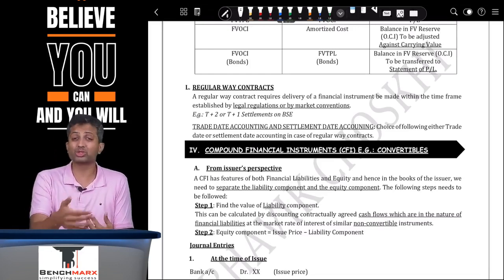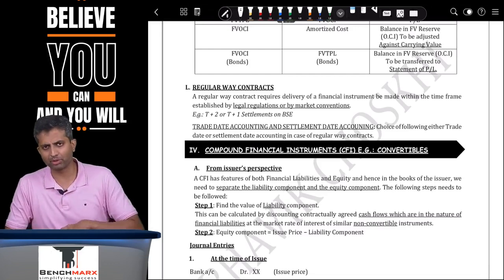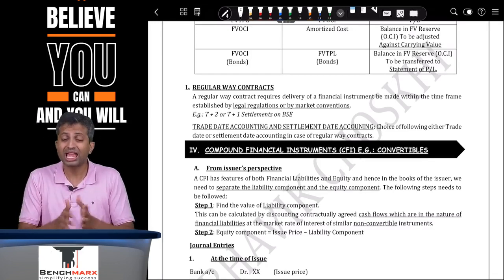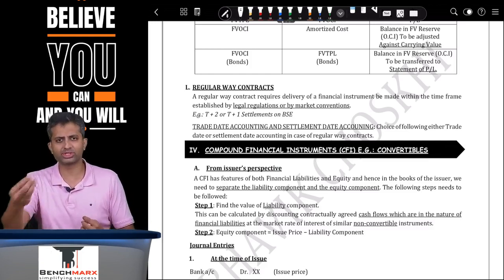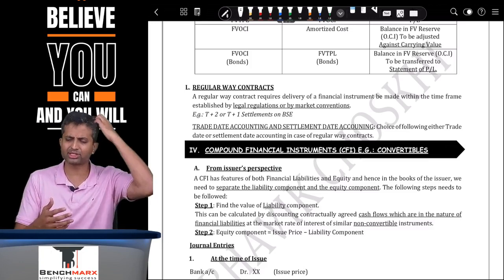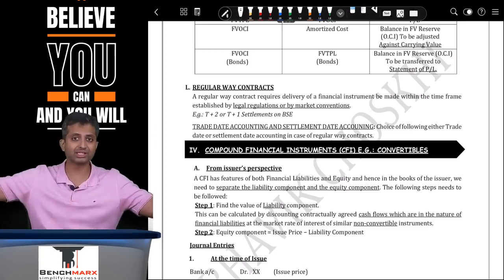Regular way contracts are contracts which in the regular way settle after a specified number of days, weeks or months in line with market convention or legal stipulation. Like for example, when you settle the contracts on BSE, typically they settle after T+1 or T+2 days, as the case may be. Earlier it was as high as even 30 days.